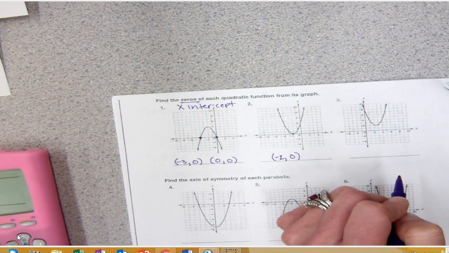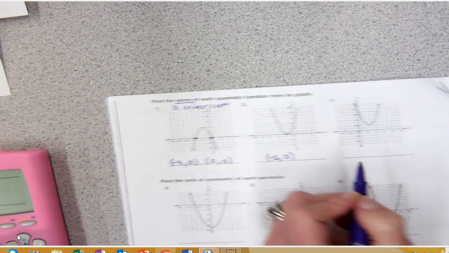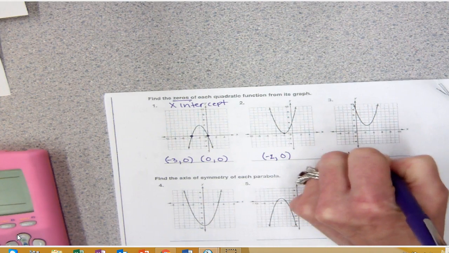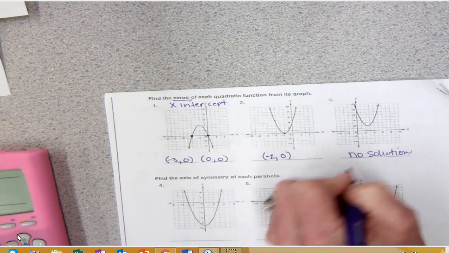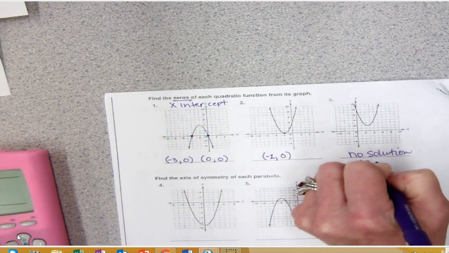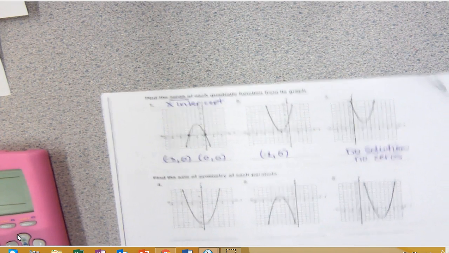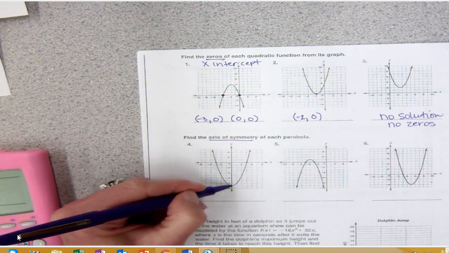What about this? It doesn't cross the x-axis at all. So there is no x-intercept. So in that case, you would write no solution, because it never crosses. There are no roots, no zeros, no solutions. Okay?